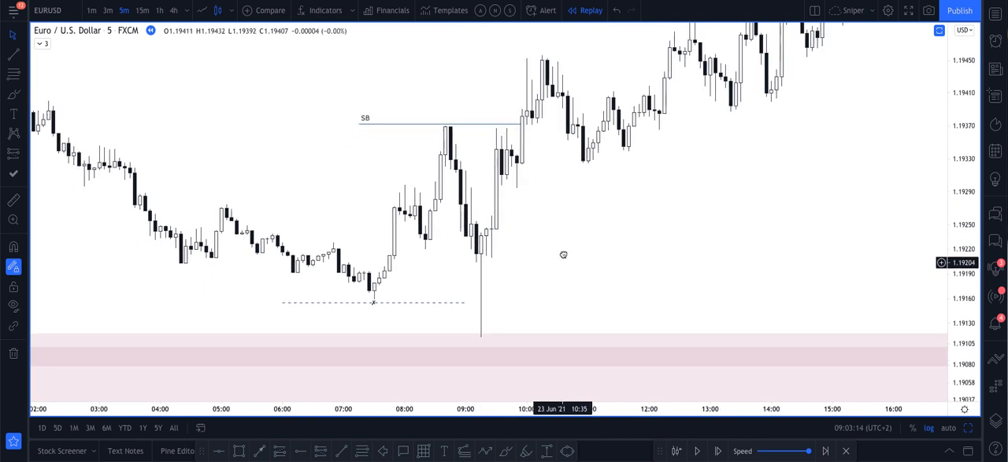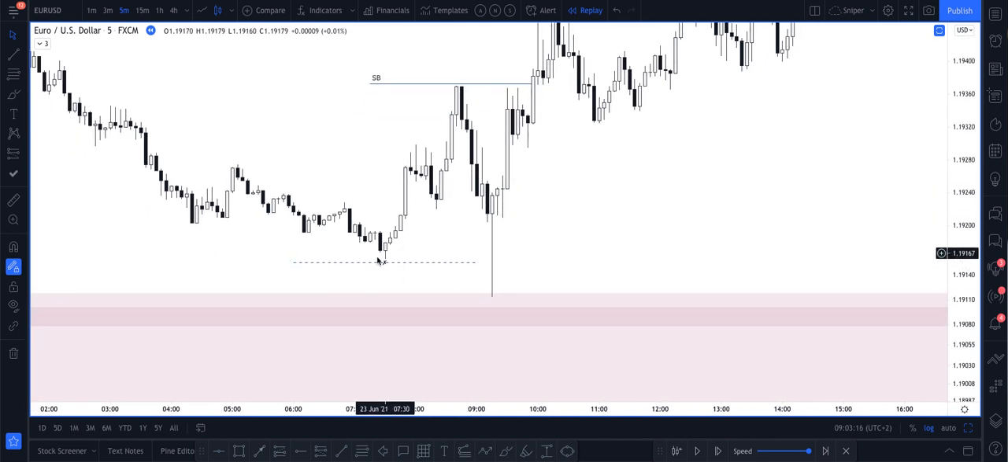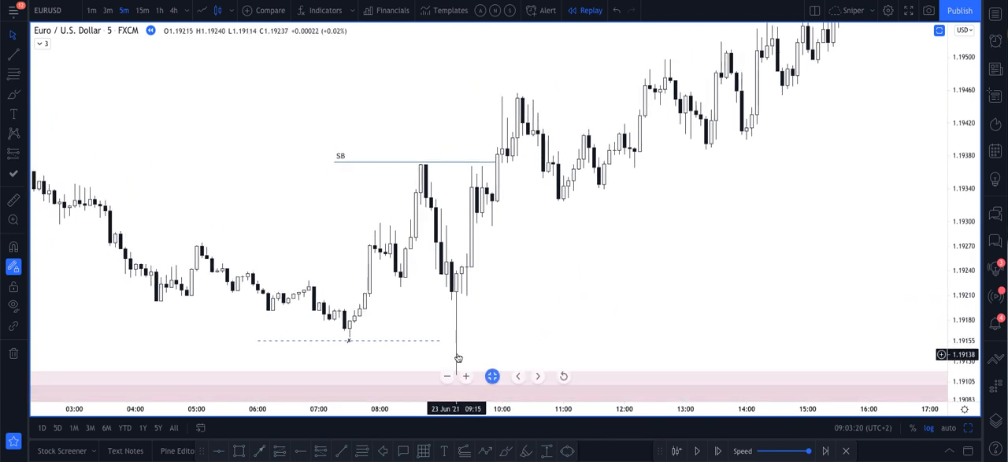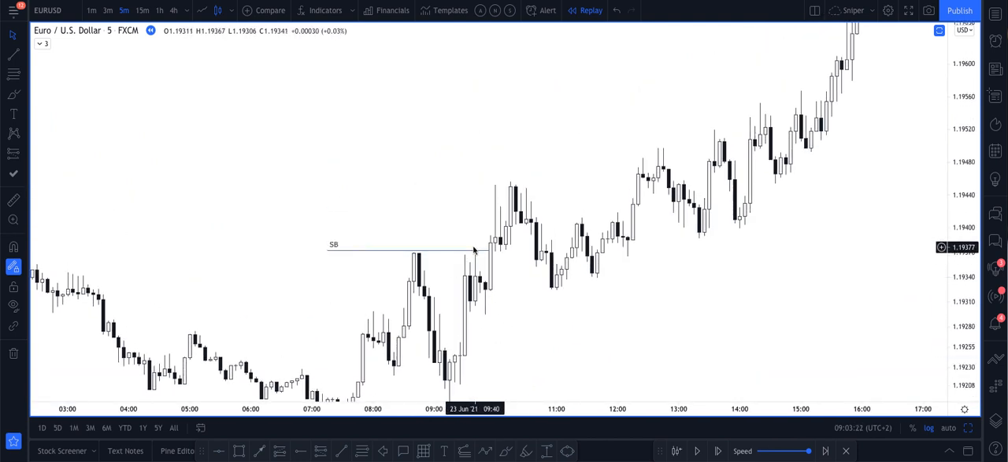On the 5 minute, we see price grabbed the liquidity below this low and tapped into the order block. And then we looked for the evidence. We waited and we saw price come up, breaking this previous structure.